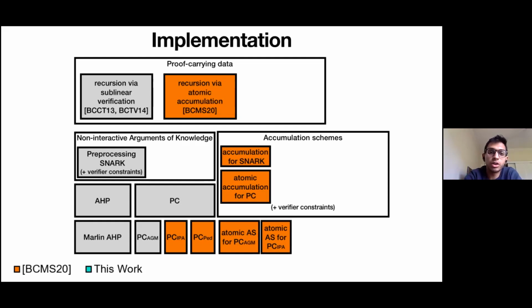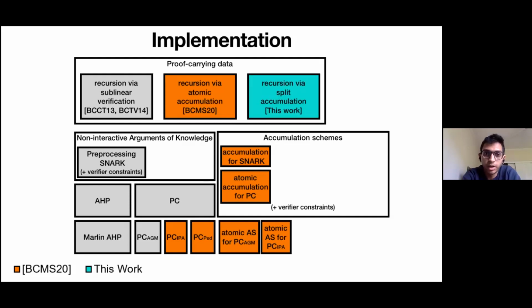And the nice thing about our recursion construction is that it's again generic. If I just give you a SNARK with atomic accumulation, any SNARK, any atomic accumulation for that SNARK, you can just plug it in and have a construction. So it's very modular. In the future, if somebody develops even more efficient schemes, it's easy to plug in and update, run it, and get better numbers.